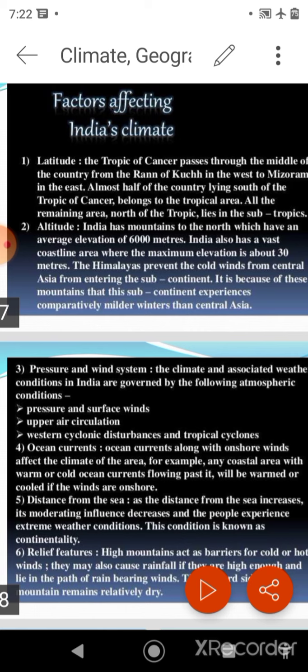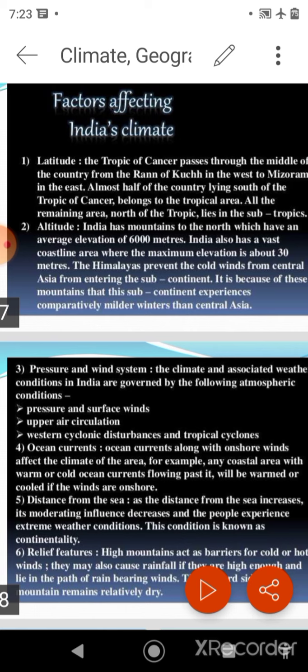With regard to latitude, you might have studied in junior classes that the Tropic of Cancer passes almost through the middle of our country. It divides our country into two equal halves. The northern part is known as the subtropical part of India, and the southern part is known as the tropical part of India. What you had studied in class 6th about the heat zones: torrid zone, temperate zone, frigid zone.